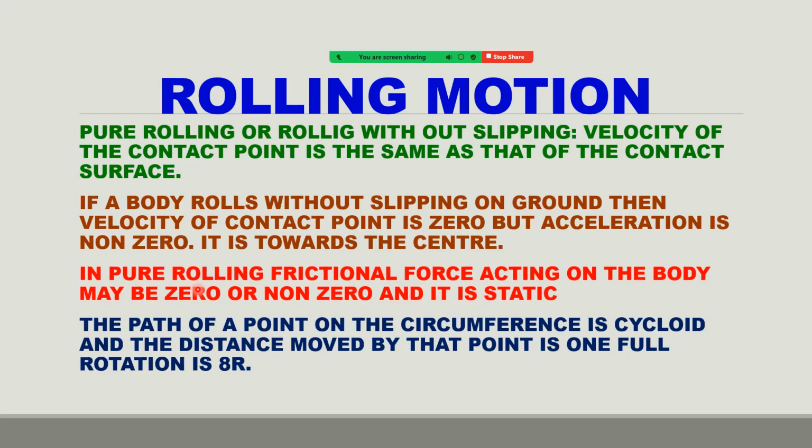Next, remember these 2 points we have to discuss. Rolling frictional force acting on the body may be zero or non-zero, and it is static, which we are going to discuss. And next point, the path of a point on the circumference is a cycloid, and the distance moved by that point in one full rotation is 8r. So we can discuss these 2 points. Let us focus on the last point regarding cycloid.